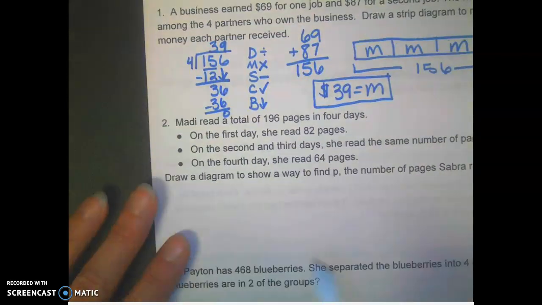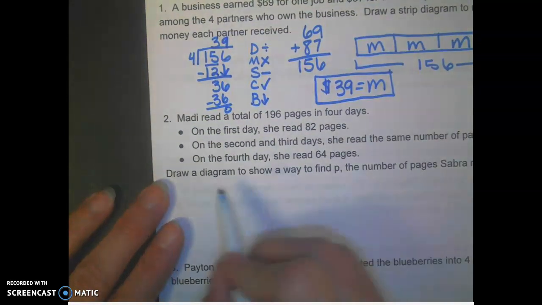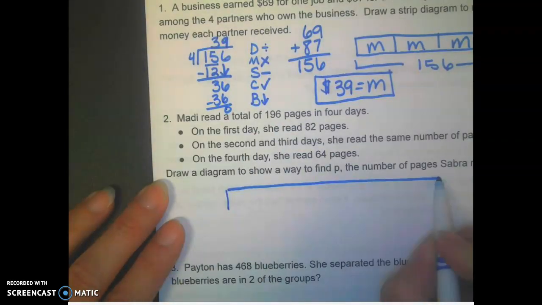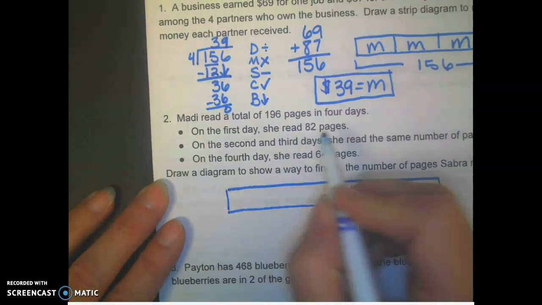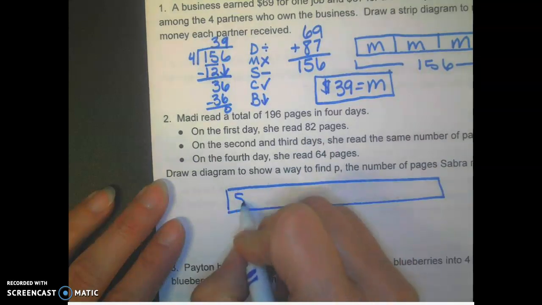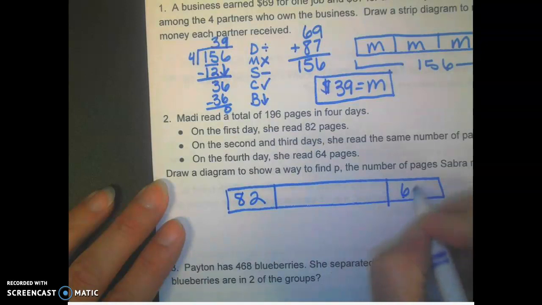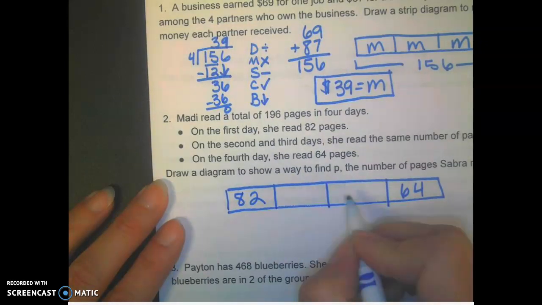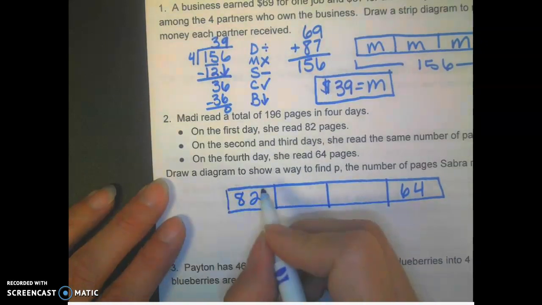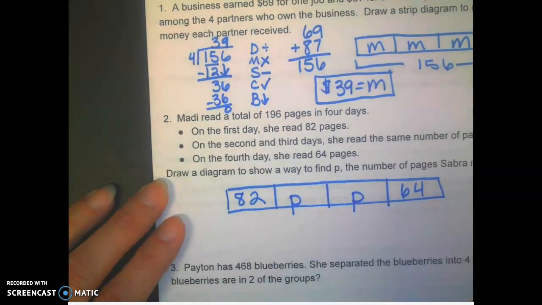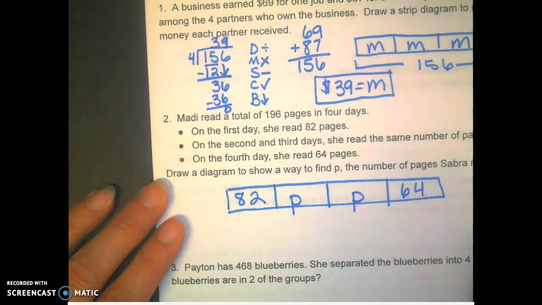All right, they want you to draw a diagram for Maddie. She read a total of 196 pages in 4 days. I'm going to draw my strip diagram, and for 4 days, we know the first day she read 82, and the 4th day she read 64. We don't know how much she read day 2 and day 3, but we know it was the same amount, and it's represented by P. And they want us to figure out how much she read on the 3rd day.